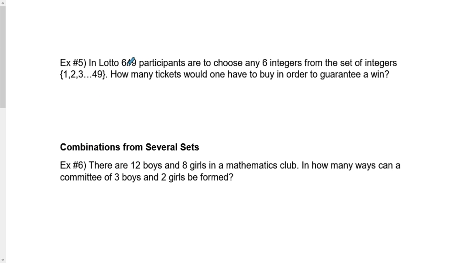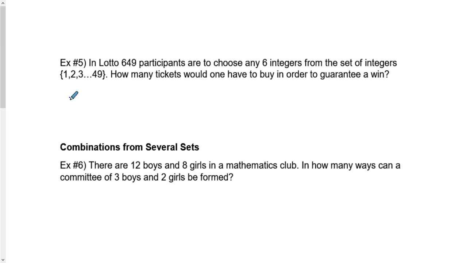Now let's talk a little bit about lottery, because some of you are going to be 18 at some point in time and able to purchase lotto tickets. Though it's not the most fruitful, it's good to know this information before you get into adulthood and being able to gamble. In Lotto 6/49, you have to choose 6 integers from a set of integers from 1 to 49. How many tickets would you have to buy to guarantee a win?